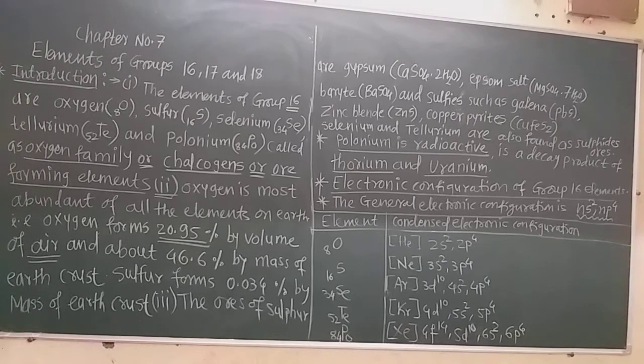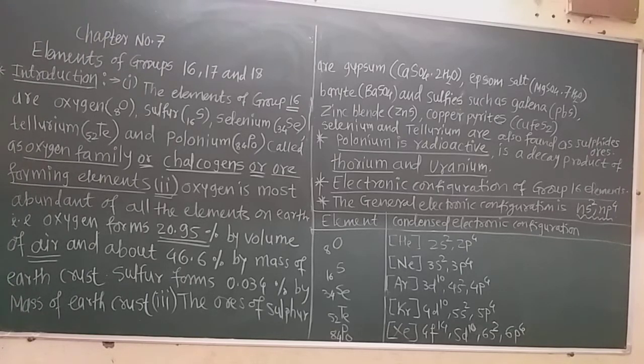Now for our 12th standard, we have to do a very micro study. We have the families, that is the 16th, 17th and 18th. Group 16 is called the oxygen family, because oxygen is the first element in that group. Group 17 are the halogens, and in group 18 there are the inert gases. We have to study all these in detail.